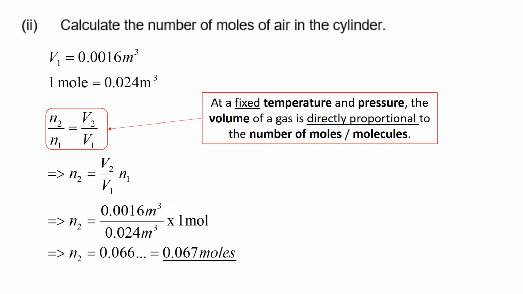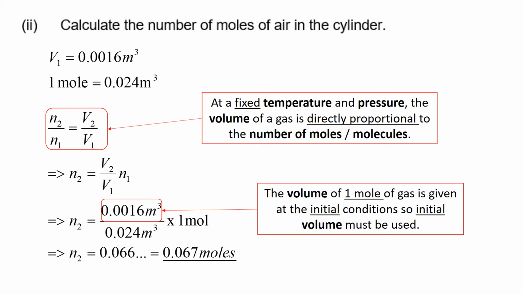That's essentially what this expression is a statement of. So we know 1 mole, so I'm making N1 1 mole, has a volume of 0.024. So then how many moles would have a volume of 0.016 is essentially what I'm doing. And that gives a value of 0.067 moles. But like I said, if you wanted to, you could have used the ideal gas equation to solve this as well. It would give you the same answer. Okay, so that's the number of moles.